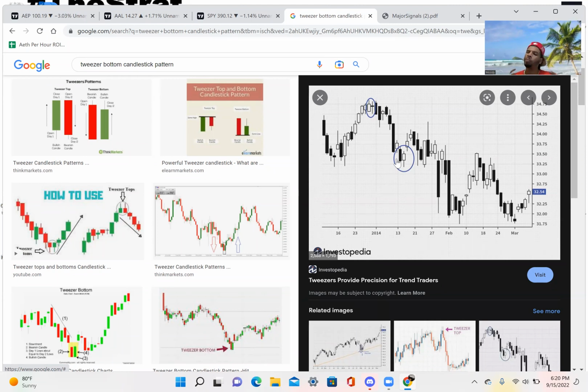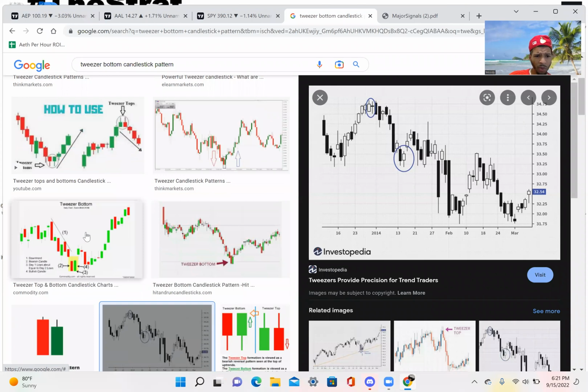You know, it's not always going to be perfect. We want to see things perfect as we would like to see them. But the thing is, life isn't perfect. Things don't happen exactly like that, right? So coming over here, this was a tweezer top, right? You see how these two are flush, the wicks aren't, but the bodies of these candles are flush and took it straight down. Also, I wouldn't consider this a tweezer bottom, but then you had a morning star right here, right? So things of that nature.